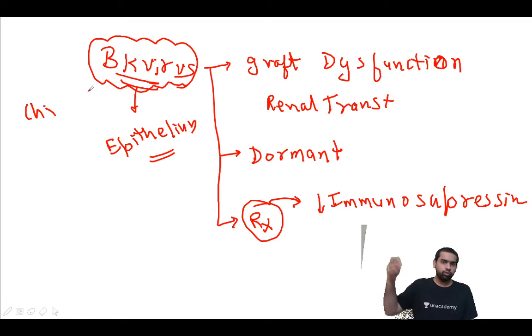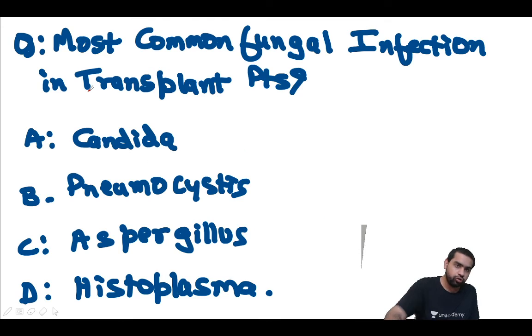Okay, and when you give the immunosuppression, the immune system kind of drops down, and that is why they become activated and present with a graft dysfunction. The treatment, how you want to treat this: there is no drug for this. All you need to do is reduce the dose of immunosuppression. Are you understanding my point? I hope you got this. Okay, fair enough, right? So let's move on to the next question.